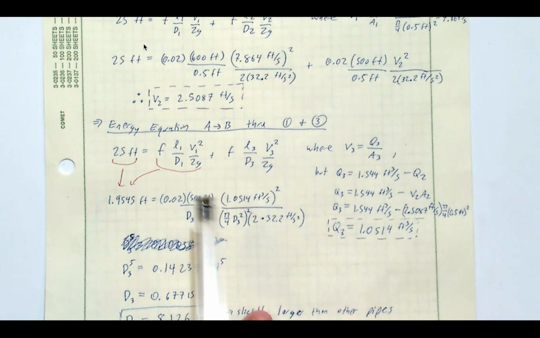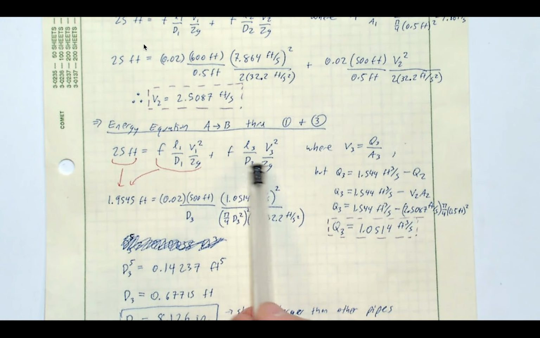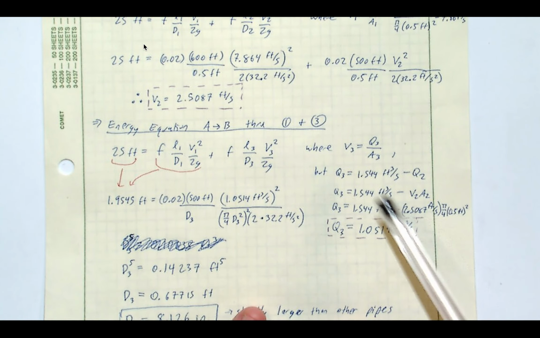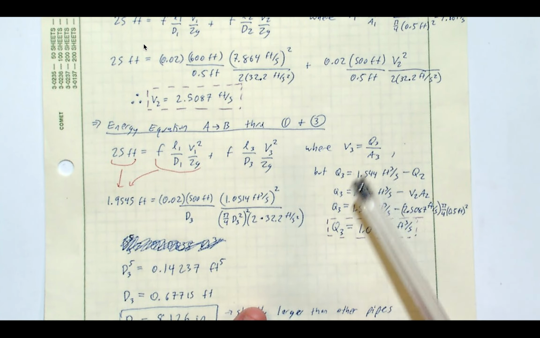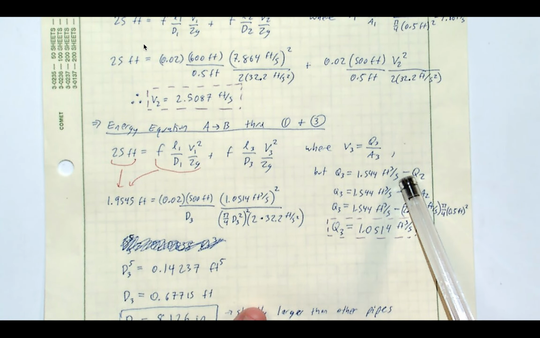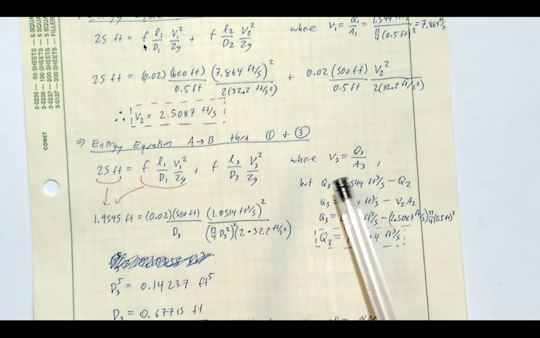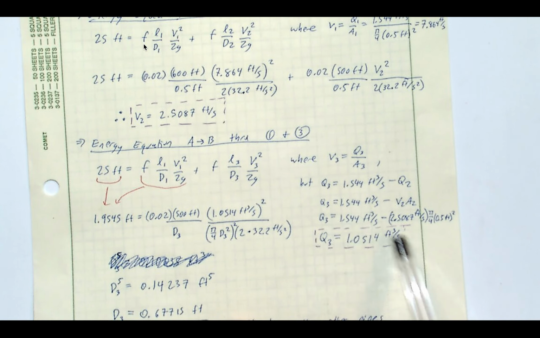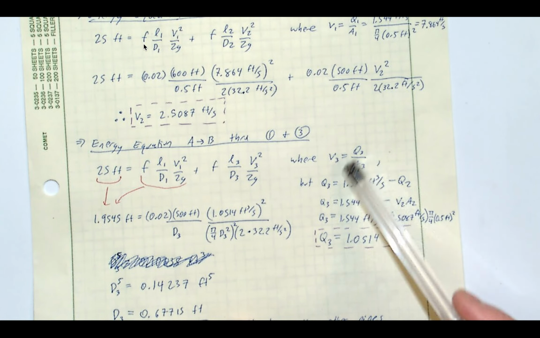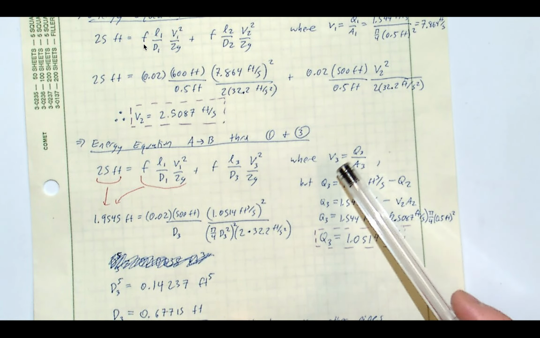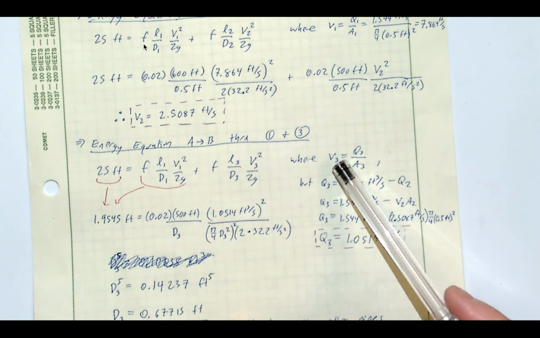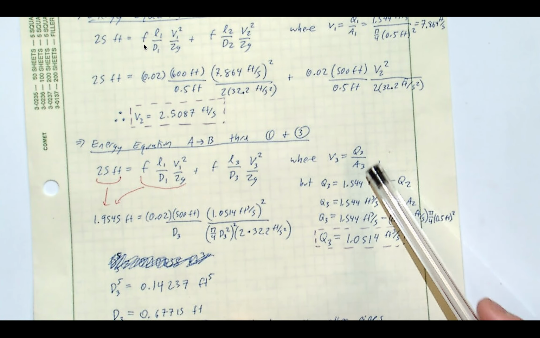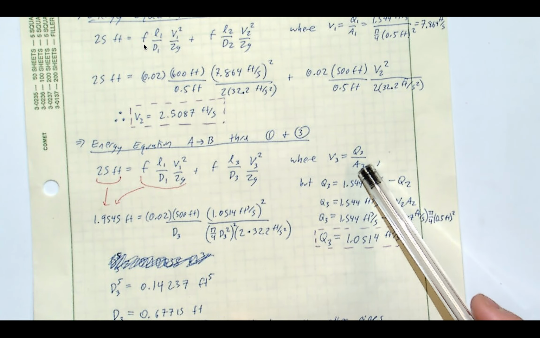And I should also say we don't know D3. We don't know the diameter of that third pipe either. However, now that we know Q2, we can determine Q3 by solving this equation here for Q3. So here's our Q3, and then we can divide that by the area to get an expression here for the velocity through the third pipe. But now this expression is going to be a function of the diameter of the third pipe.